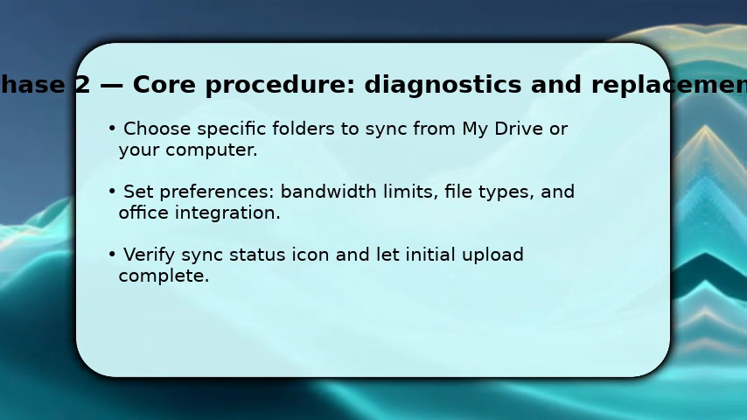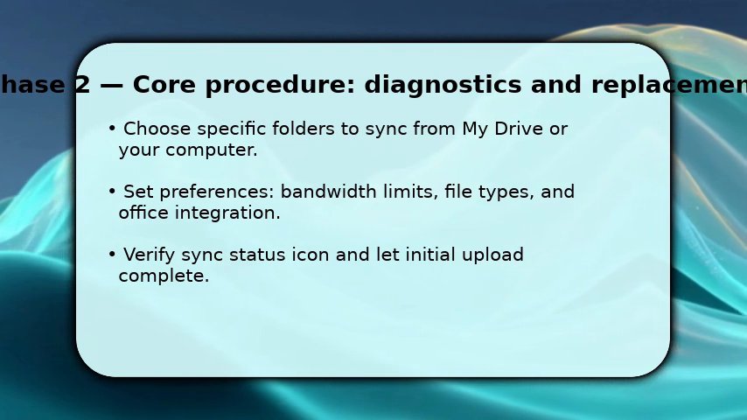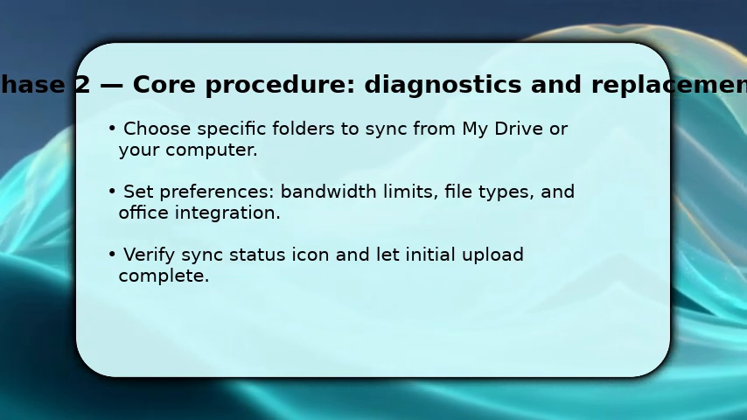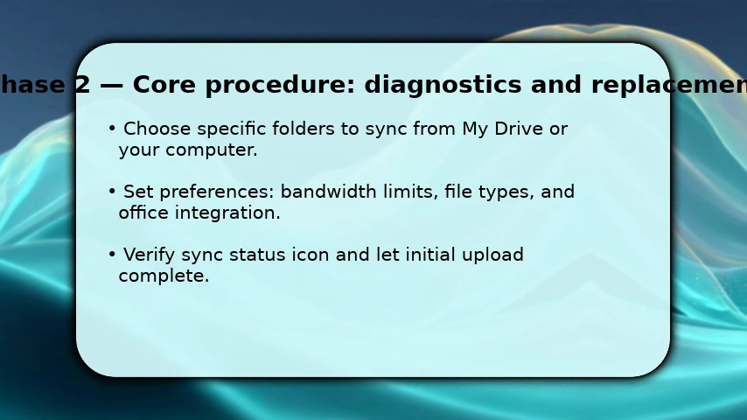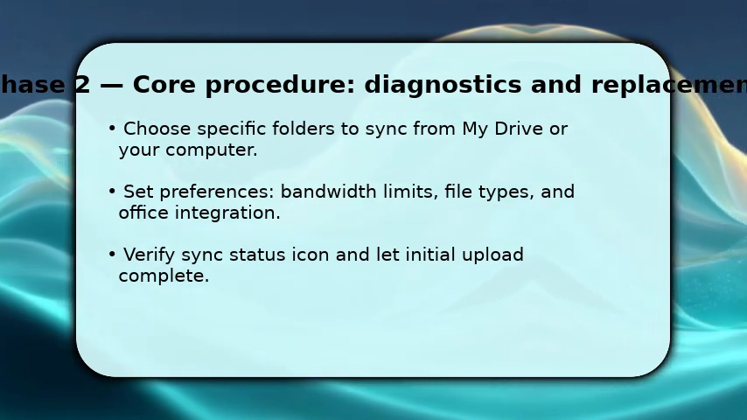Adjust bandwidth and file type exclusions to prevent slow networks from stalling. This matters when you have large media or many small files. Make sure Office file collaboration is enabled if you'll edit docs, sheets, or slides.